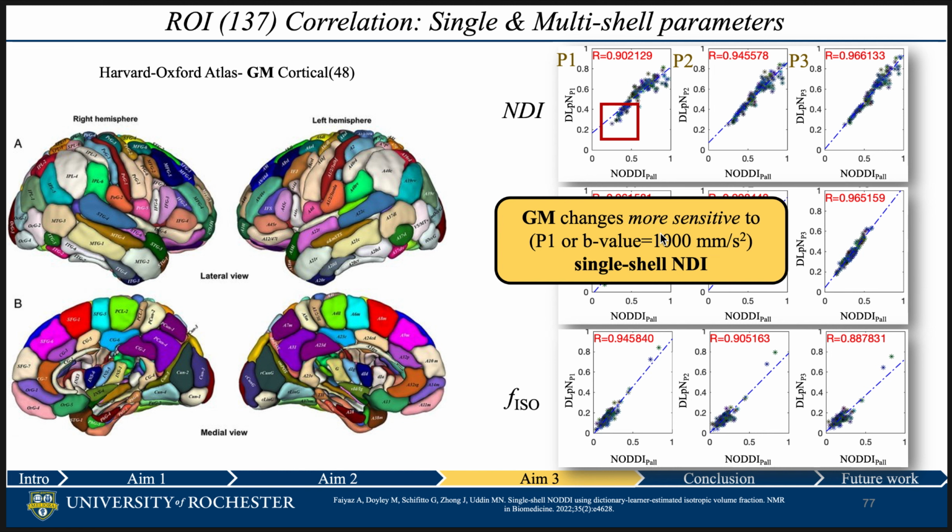And from the previous slides, we already observed that the objective histogram, aging, and the cognitive validation for the P1 protocol already showed and concluded that we were getting some sensitivity and a reliable significant trend with NDI when we used this single shell P1 protocol. So that actually helps us conclude that the gray matter changes were more sensitive to the single shell NDI.